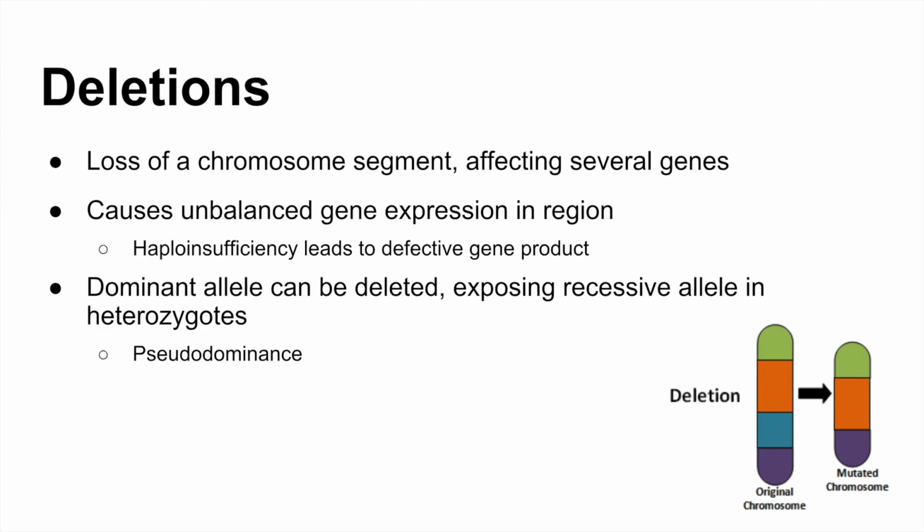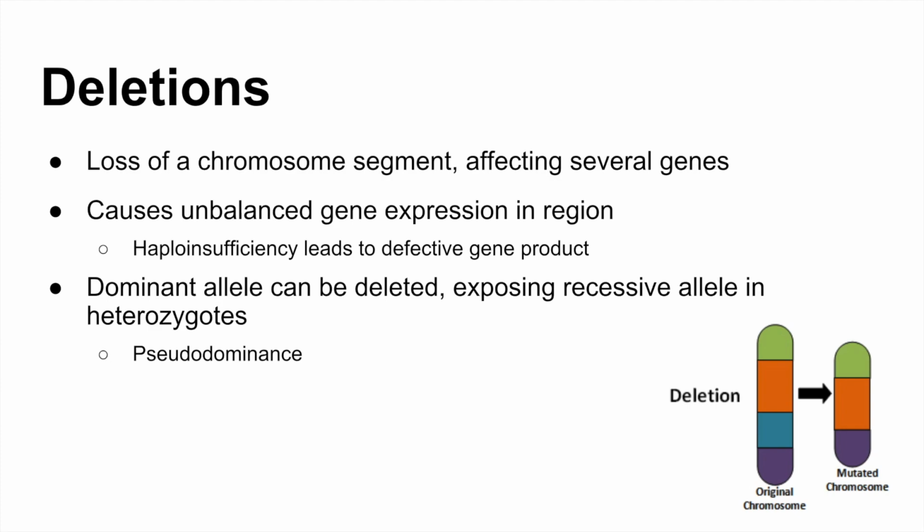Haploinsufficiency is when an organism has lost one copy of a gene and is left with a single functional copy of that gene. The remaining functional copy of the gene is not sufficient to produce the needed gene product in order to have normal function. So a defective gene product results.